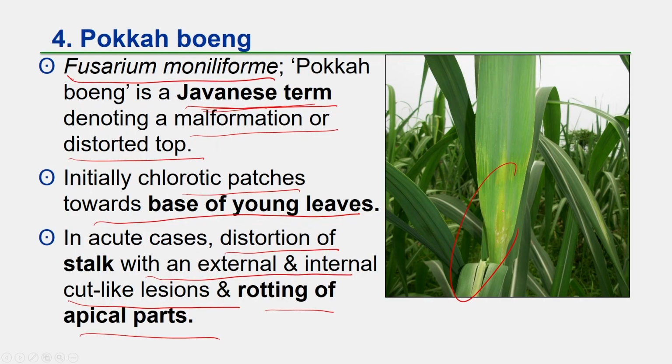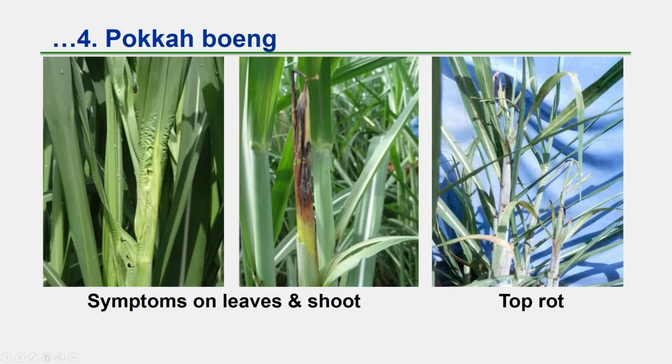You can see here more symptoms. These are typical symptoms of pokkah boeng disease. And then you can see the blackening or rotting of the shoot part or top part. This can be very dangerous. And top rot, here you can see top rot. So the growth of the top is stopped. That means plants will remain stunted.